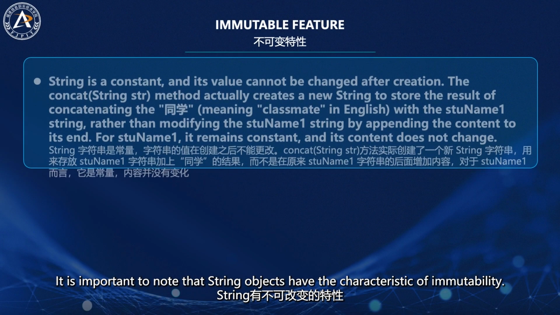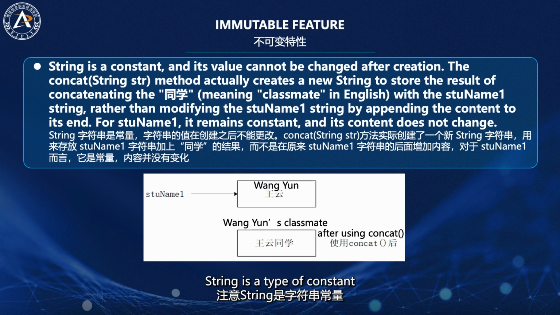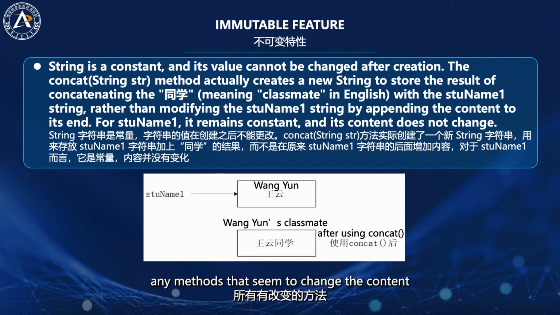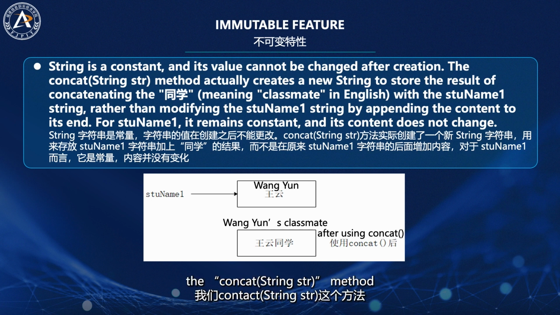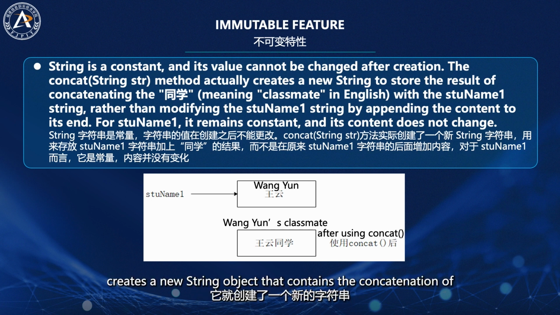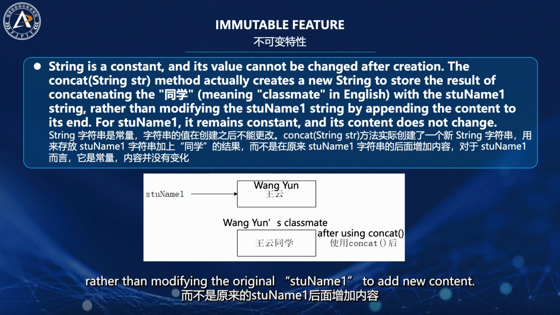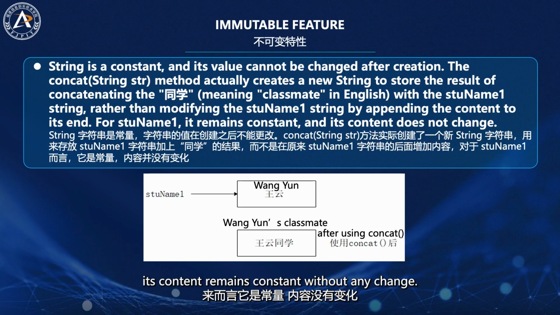It is important to note that string objects have the characteristic of immutability. String is a type of constant, and its value cannot be changed once it is created. Therefore, any methods that seem to change the content of a string actually create a new string object instead. For example, the concat method creates a new string object that contains the concatenation of str1 and the word 同学, classmate, rather than modifying the original str1 to add new content. For str1, its content remains constant without any change.